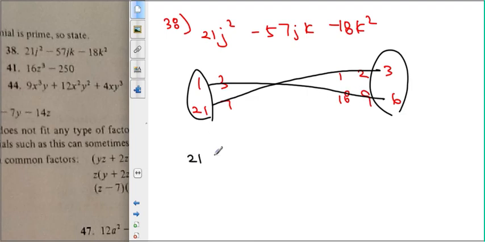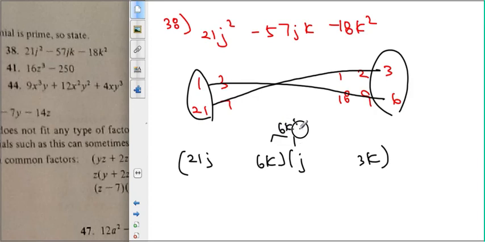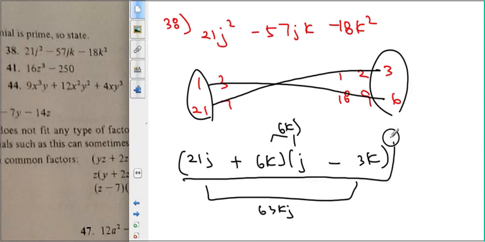Because 21 is multiplied by 3k, and then 1j is multiplied by 6k. Okay, then let's see what happens. Here we get 6kj. Here we get 63kj. If we subtract those two, then we will end up getting 57. That means, given that we have a negative sign over here, this one should be negative and this one should be positive, and that becomes our answer.